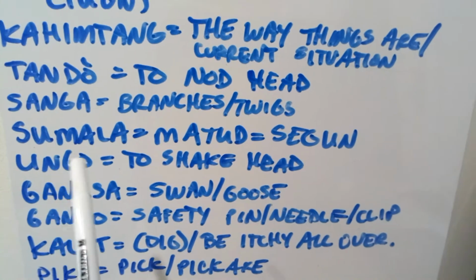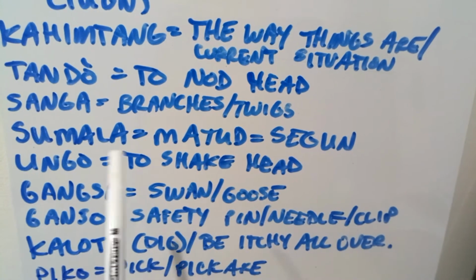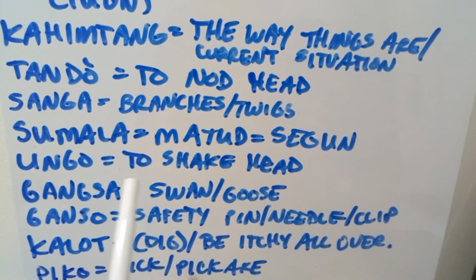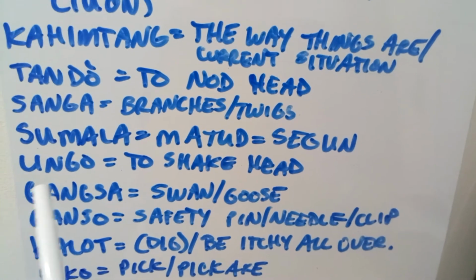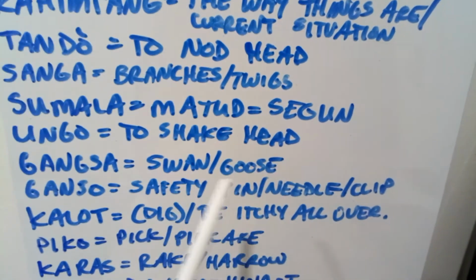Ungo, oh sorry, not ungo, lingo. So lingo means to shake your head, like shake your head. No, it's not ungo, because ungo is actually monster, but this is an L and that's an I, not a U. Gangsa is a swan or a goose, that big white bird.